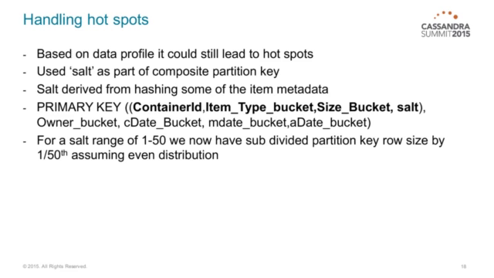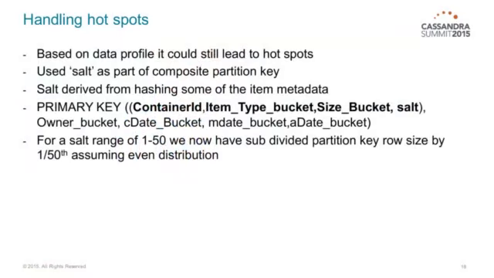So to solve that problem, we came up with this concept of salt. And again, the idea is salt has a fixed range of values, let's say from 1 to 50. And we generate this salt by hashing some of the attributes of items. So we hash some of the item metadata properties, divide that hash value by 50, and whatever is the remainder becomes my salt.